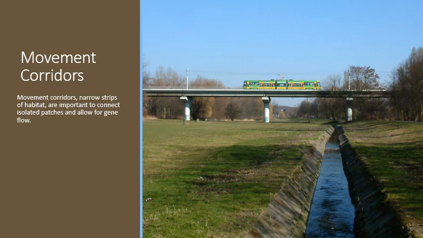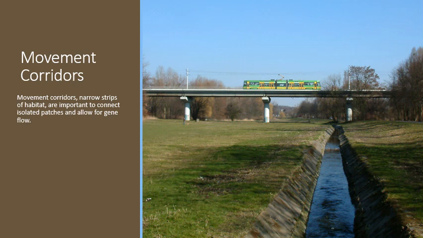We fragment populations all the time by creating new edges. In order to help alleviate this, we can create what are known as movement corridors. These are narrow strips of habitat that connect isolated patches. Here you can see a big grassy area going underneath a bridge.